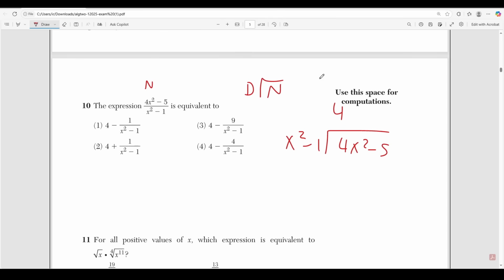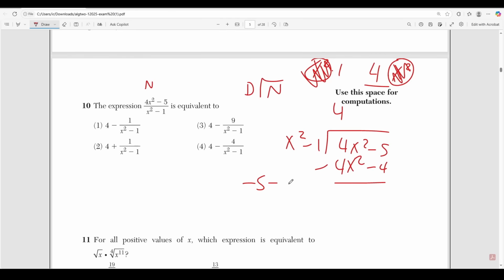Well, 4 times, because x squared is equal to x squared times 1, and 4x squared is equal to 4 times x squared. So what do they have in common? They have x squared in common, so I can technically take that out. What am I left with? 4. So it goes in 4 times. All right, that's equal to 4x squared, and negative 1 times 4 is equal to negative 4. So if I subtract these two, I'm left with negative 5 minus negative 4, which is negative 1.